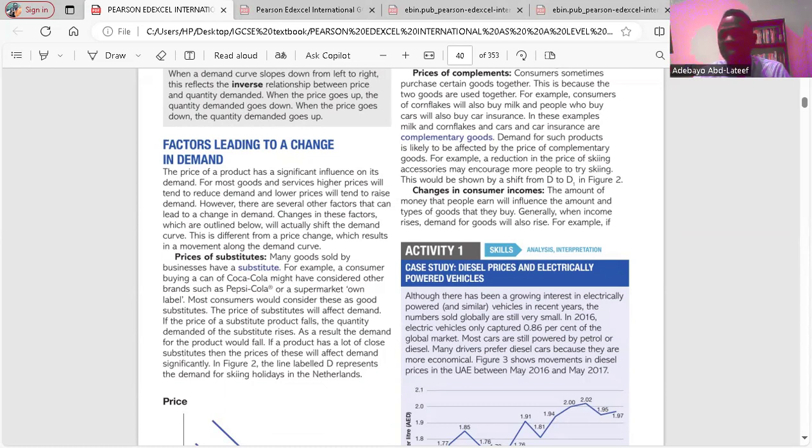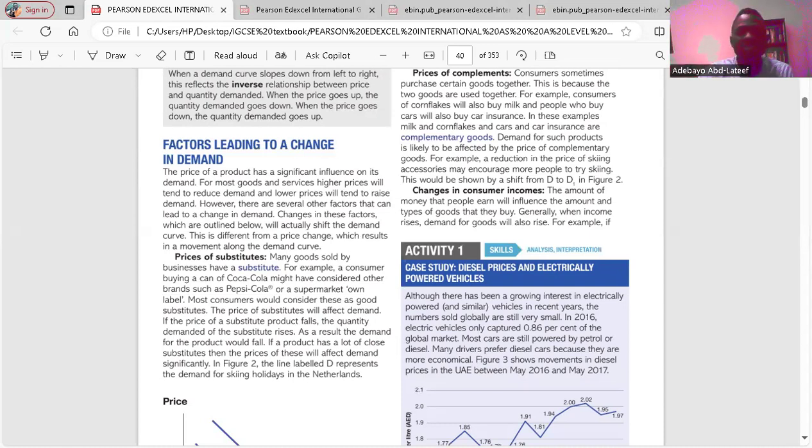This is different from a price change, which results in a movement along the demand curve. Movement along the demand curve is as a result of a change in price. At that point in time, all other factors remain constant. But if we talk about a shift in demand, it means price remains constant, ceteris paribus. So when we talk about movement, it's basically either contraction or expansion. That is as a result of price. But here we want to talk about other factors that affect demand, which will shift the demand curve, either to the right or to the left.